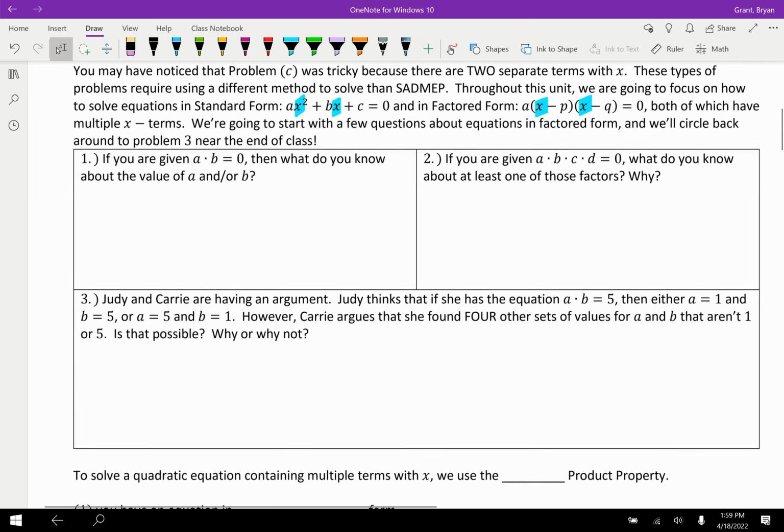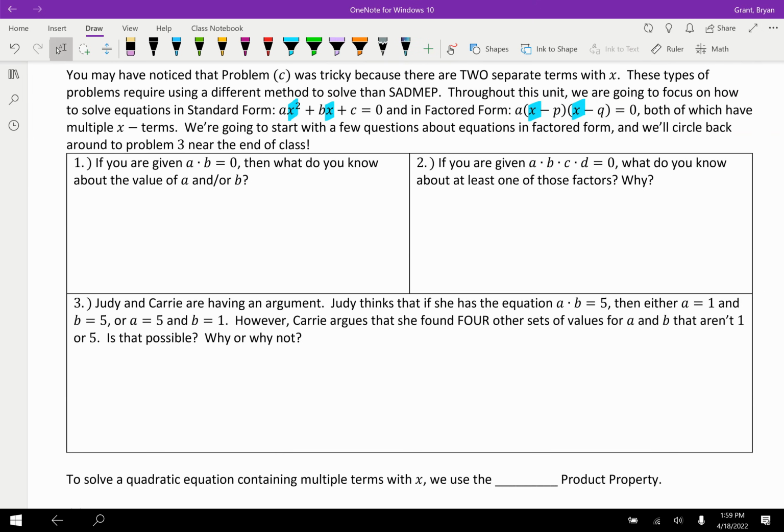So I have 3 questions for you. Question 1. If you're given a times b equals 0, where a and b are just standing in for 2 random numbers, then what do you know about the value of a, or maybe the value of b? And another way to phrase that is they're basically saying one number times another equals 0. Okay? And what if I said, I know that a is 4? What does b have to be? Or maybe I told you that b is negative 6. What does a have to be? Or maybe I don't know either of these. What does one of them have to be?